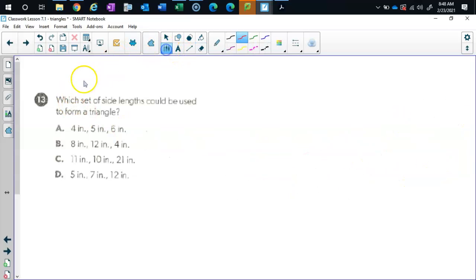All right, I want you guys, let me erase this, get this out of the way. I want you to find the set of lengths that could be a triangle. Go.